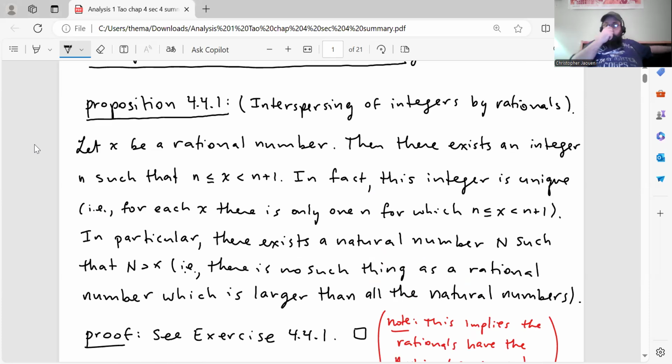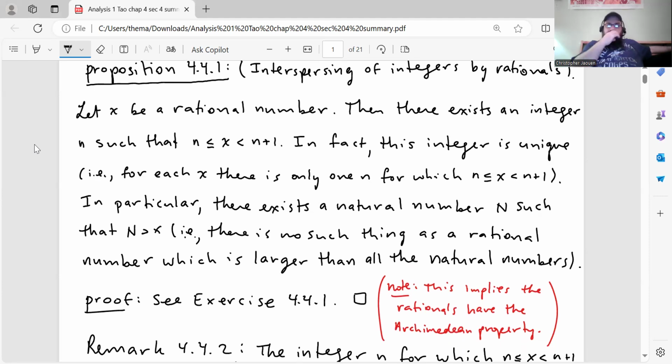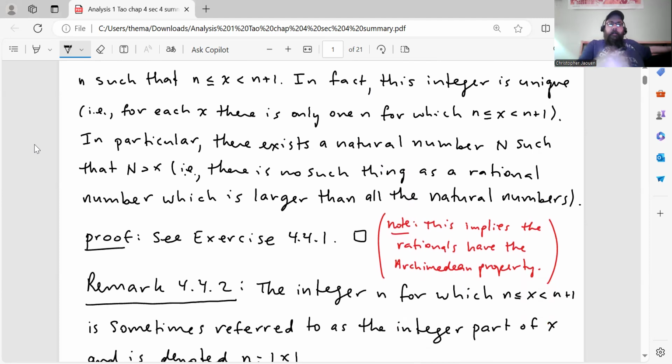Let x be a rational number, then there exists an integer n such that n is less than or equal to x is less than n plus 1. In fact, this integer is unique. For each x, there's only one n for which n is less than or equal to x is less than n plus 1. In particular, there exists a natural number n such that n is greater than x. What that says is there's no such thing as a rational number which is larger than all rational numbers. The proof of this he leaves to the exercise set, so we'll see that in the next video. We'll do that as the first exercise in the exercise set.